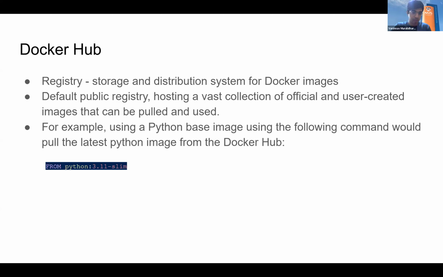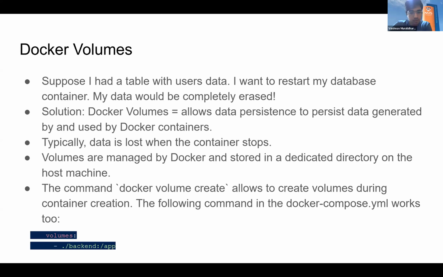Here you have a Python base image of Python 3.11. Slim basically means only using the dependencies for Python 3.11 that are absolutely necessary to be able to run the Python image in a container. So this would pull the latest Python image from the Docker Hub.